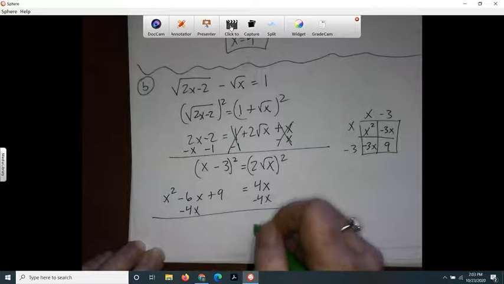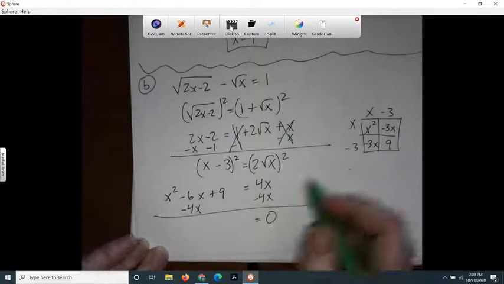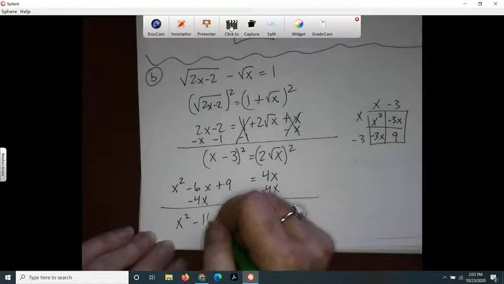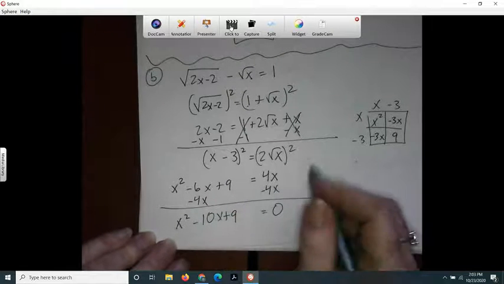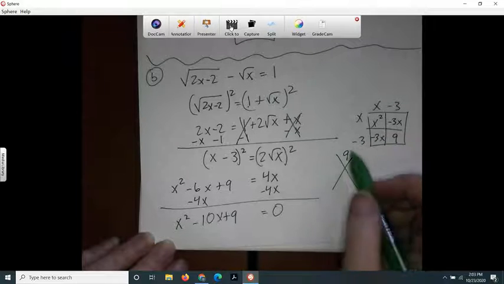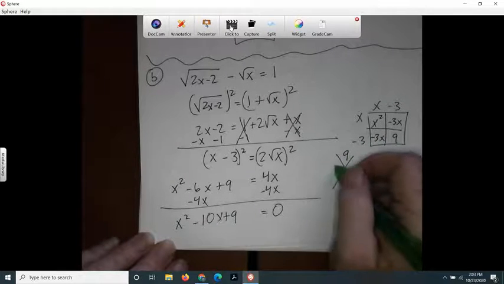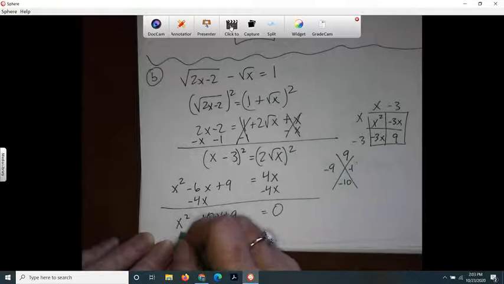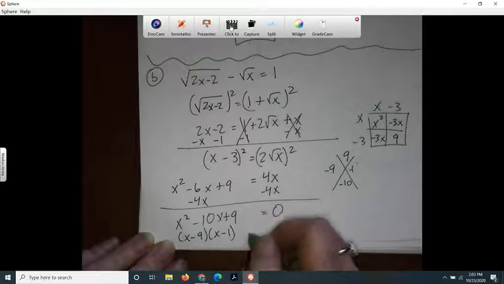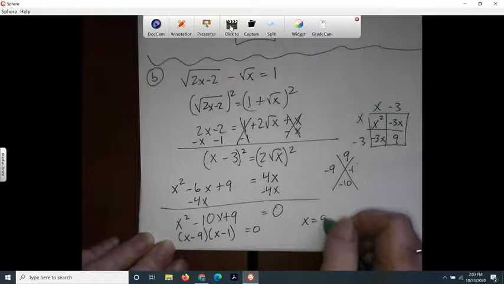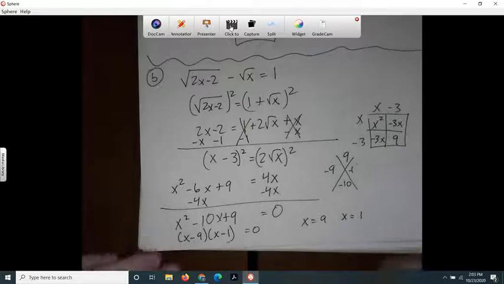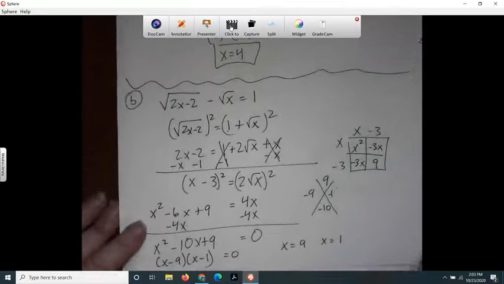And a lot of you did okay on this. People knew that they needed to do a diamond problem. So looking for something that multiplies to make 9 and adds to make negative 10, 9 times 1. So this is x minus 9 and x minus 1. So x equals 9 from here, or x equals 1 from here. But then a lot of you forgot to check your answers.